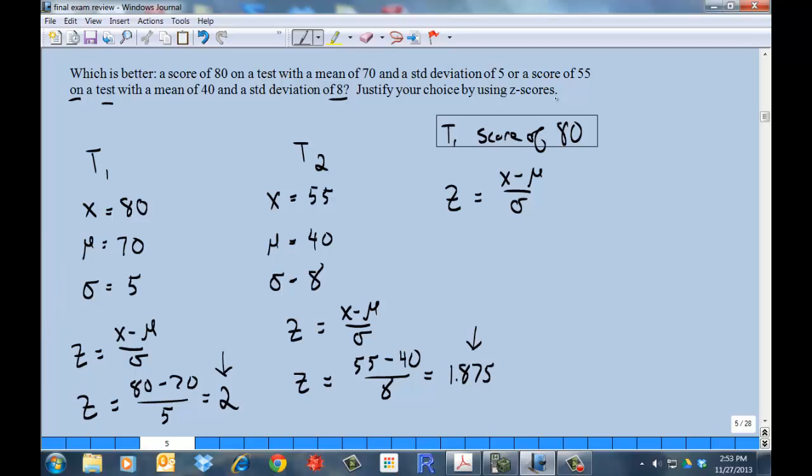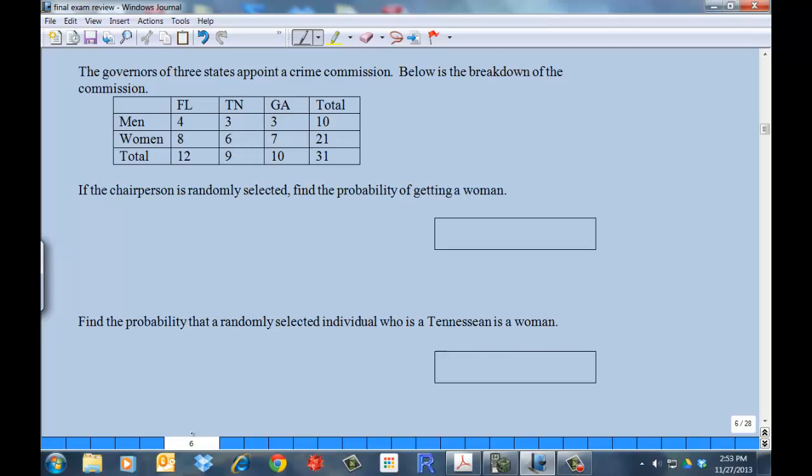Okay, next question. The governors of 3 states appoint a crime commission. Below is the breakdown of the commission. So we have 10 men, we have 21 women, and then we have 12 individuals from Florida, we have 9 individuals from Tennessee, and we have 10 individuals from Georgia. So we have a total, so this last item here is the total individuals that we can choose from.